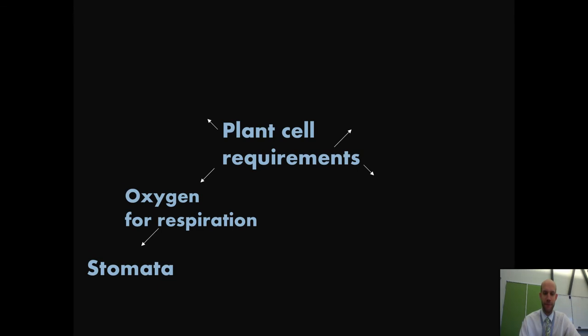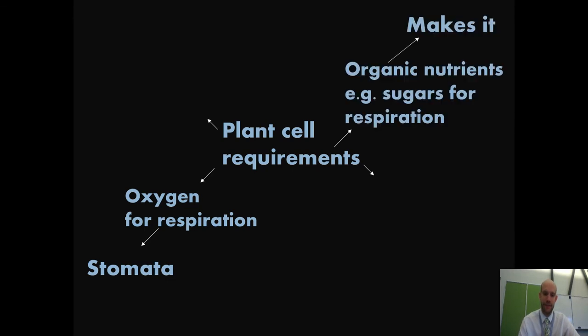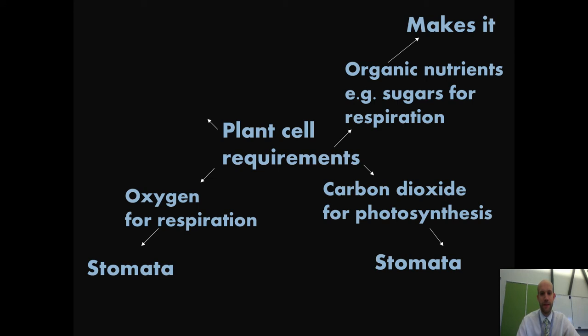Plant cells have a number of different requirements. They need oxygen for respiration. Obviously, through the night, they're not producing oxygen, and they need to get that. So stomata are these small openings on leaves that can open up and allow gas exchange. They need organic nutrients, such as sugars, which they make using photosynthesis. They need carbon dioxide for photosynthesis. Again, gas exchange happens through stomata, these little pores in the opening of their leaves. And they need water and inorganic ions, which they take up from their roots.